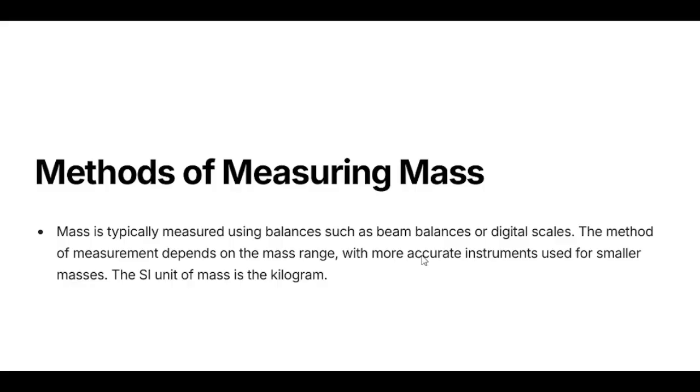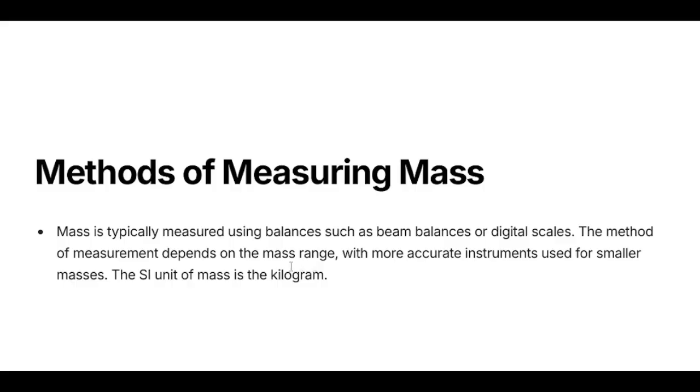So here we have methods of measuring masses. We've talked about how we measure length. So now we have how masses are being measured. For mass measurements, we use stuff that are known as balances. Balances are used, either a weighing balance or a beam balance or a digital scale. So they are used to measure mass.